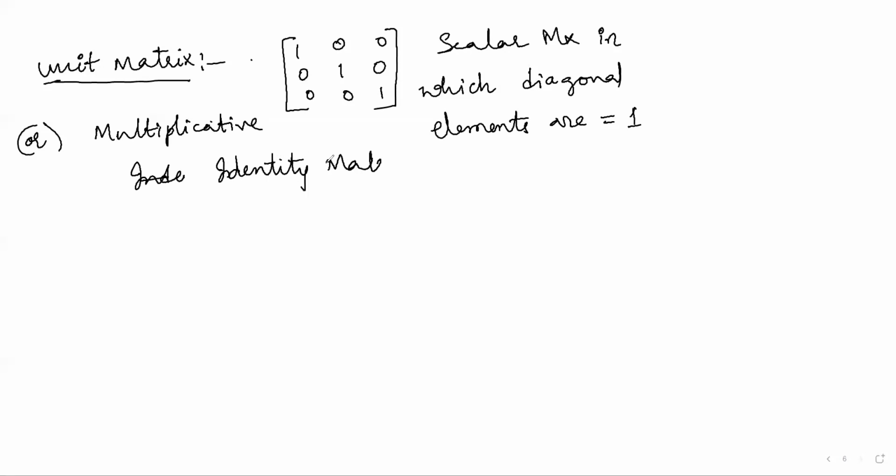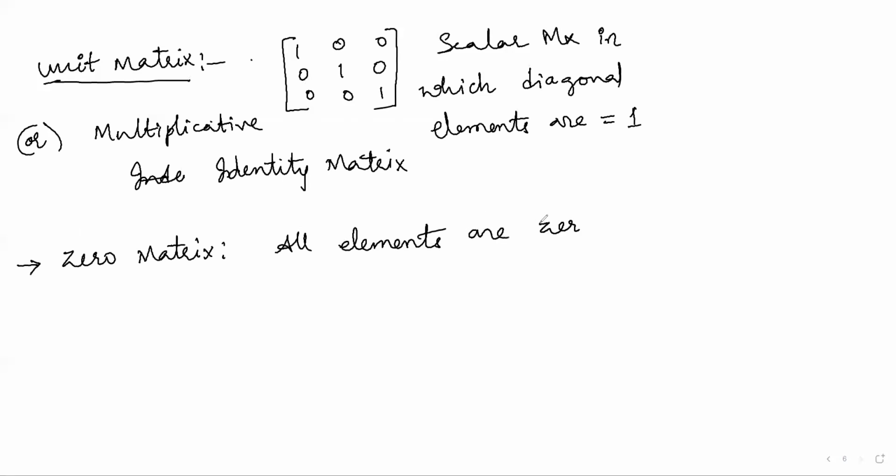Multiplicative identity matrix. You can also call it the multiplicative identity, or the unit matrix also. So the next one is zero matrix. What is a zero matrix? All the elements are simply zeros.